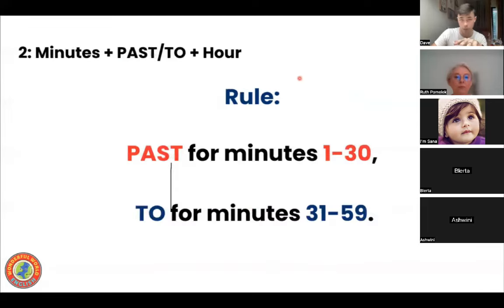Oh, before we do, yeah. Okay, no, sorry. This is it now. Minutes plus past or to the hour. So we would say past for minutes 1 to 30. And from minutes 31 to 59, we say to. So we would say 10 past one, 20 past one, 29 past one. But we wouldn't say 31 past one. No, we would say 29 to two.